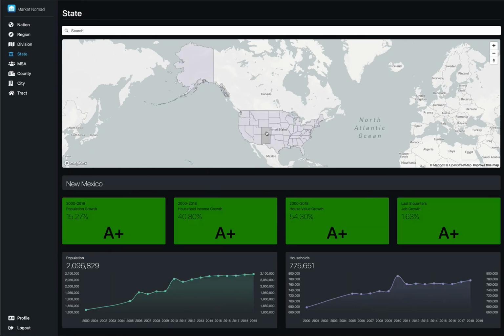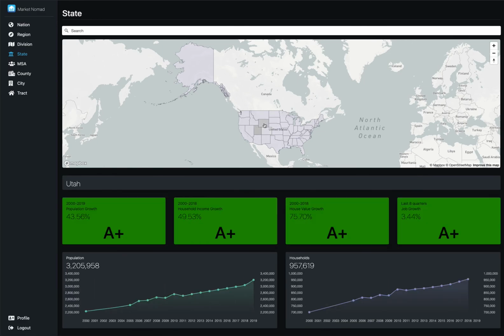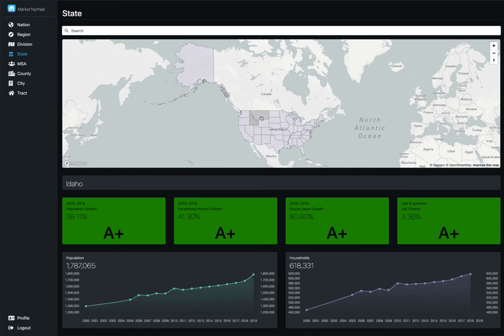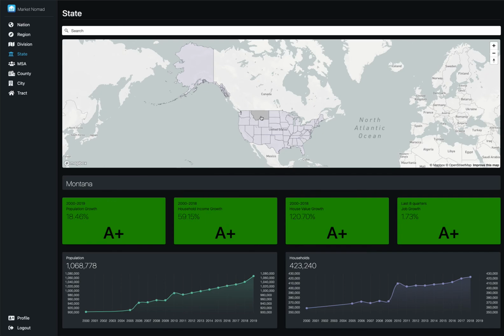As you can see, many of the states are doing great based on the grading system. I don't know about you, but I don't hear much about Montana. The job growth is doing well with a growth of 1.73% over the last 8 quarters. I think we should continue our search here.